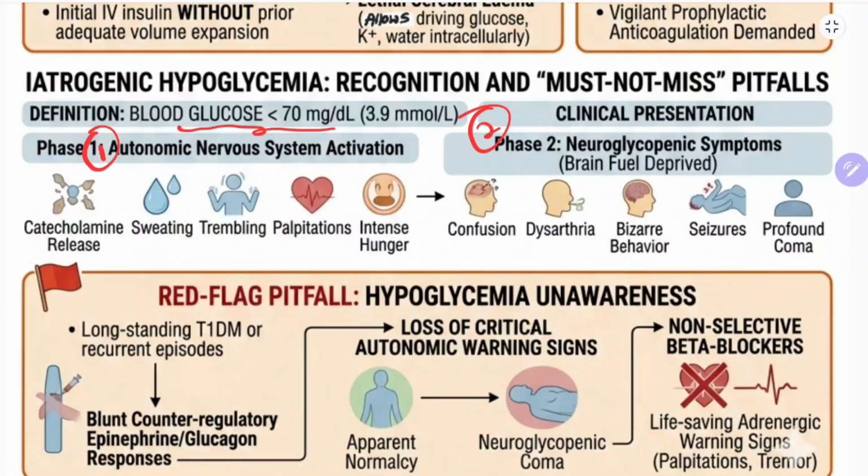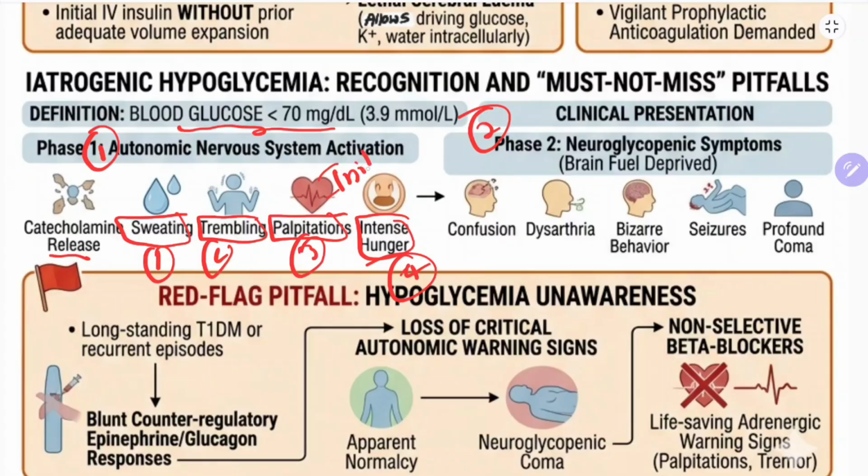So basically, because of hypoglycemia, two things are affected. The autonomic nervous system will be activated. Second is the CNS will be affected. Initially, the patient will have autonomic symptoms. There will be increased catecholamine release. The patient will have sweating, very important, trembling, palpitations, intense hunger. These are the four things. The patient will experience these four things: palpitations, sweating, tremors, and intense hunger. These are the initial symptoms of hypoglycemia.